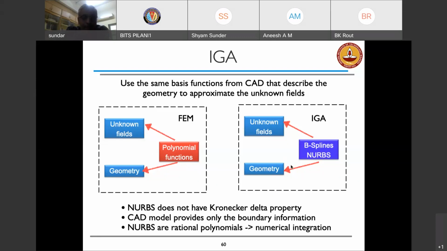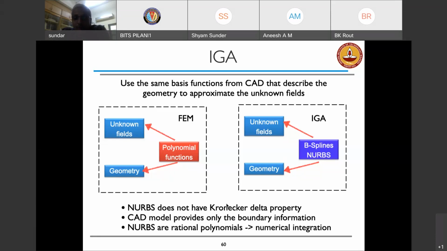Of course, it also has its own share of disadvantages. Some of them are that the NURBS do not have the Kronecker delta property, which makes application of boundary conditions quite tricky. And the CAD model only provides the boundary information, whereas the finite element method would require volume information, which implies you would have to do a small step again, which can be done on the fly.